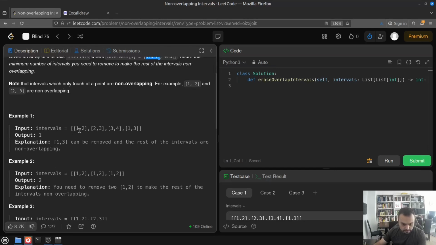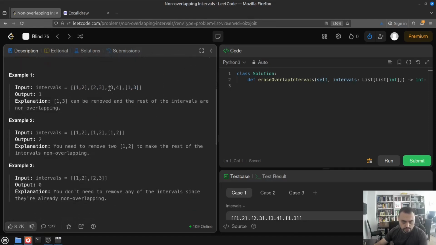The following intervals: 1 and 2, 2 and 3, 3 and 4, and 1 and 3. Four intervals, and one can be removed. Which one? 1 and 3 can be removed, and the rest of the intervals are non-overlapping, because this one goes between the first and the second. If we remove it, then both of them are non-overlapping, as was stated above. And we can't remove anything else, since the next one, 3 and 4, is already non-overlapping, so it's already good. We don't want them to overlap.